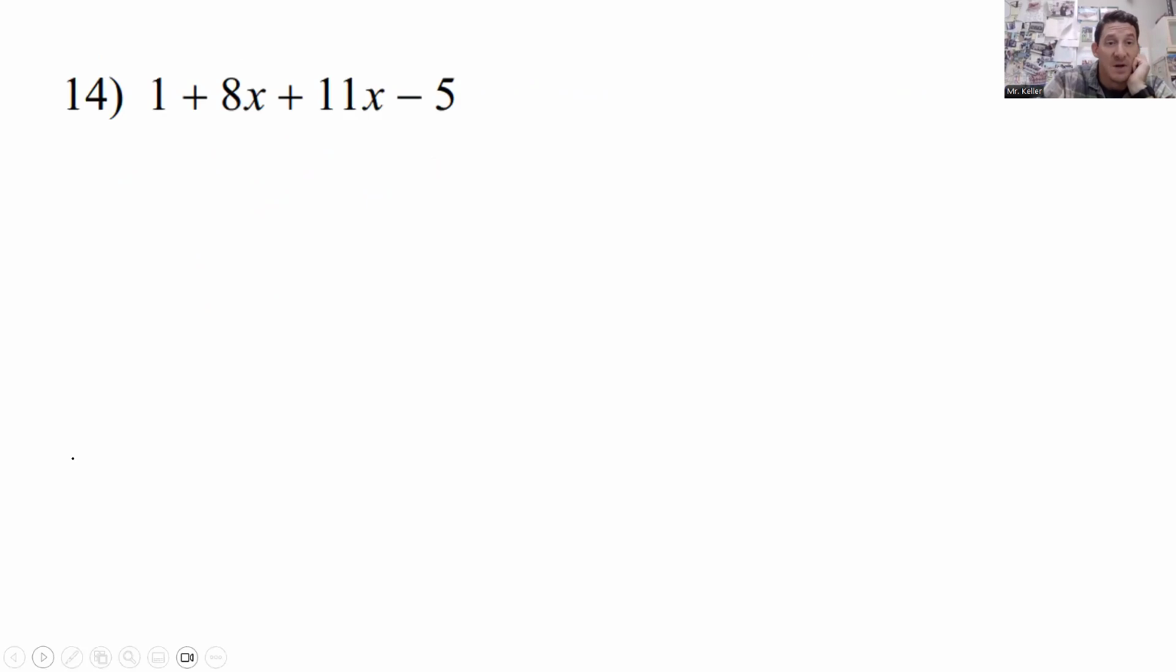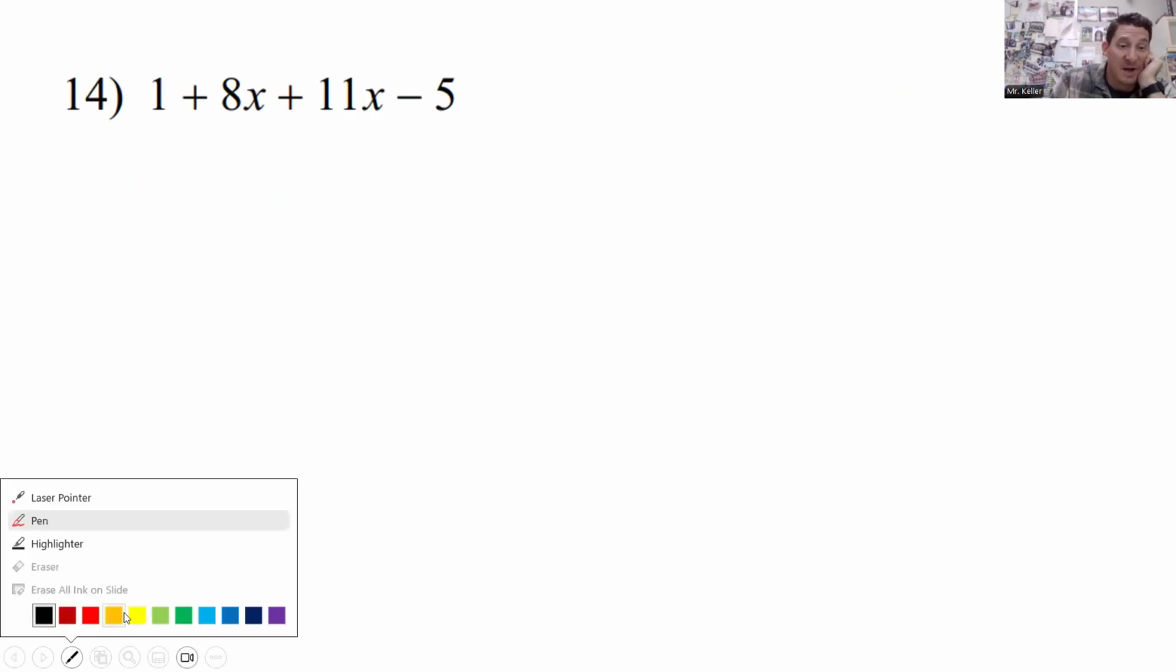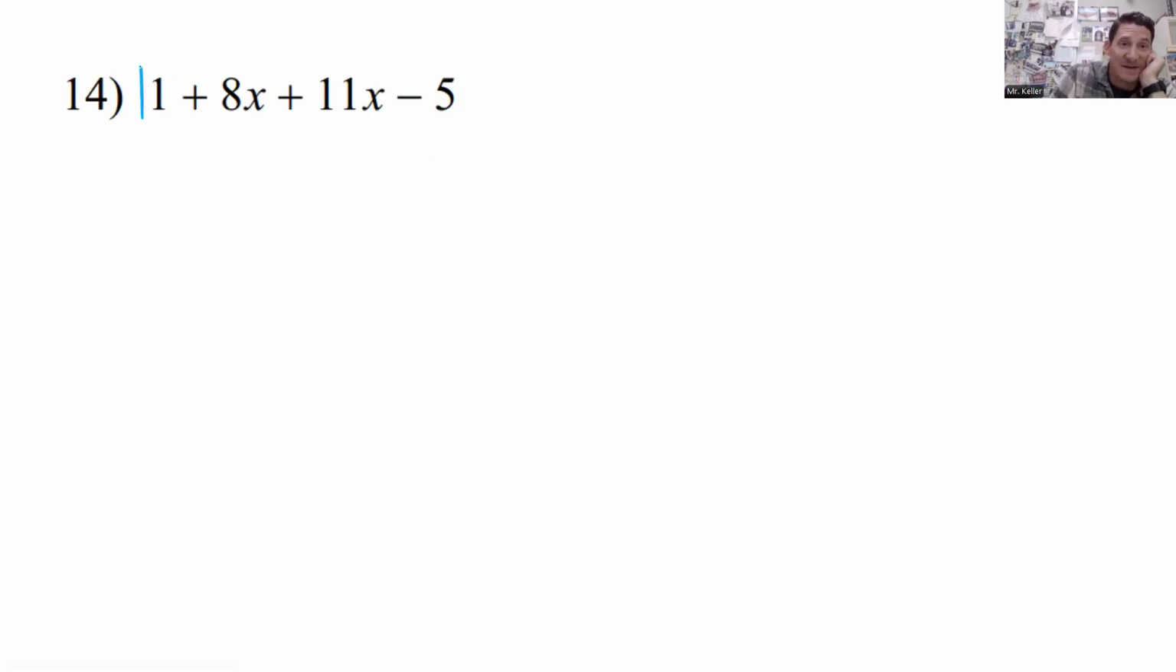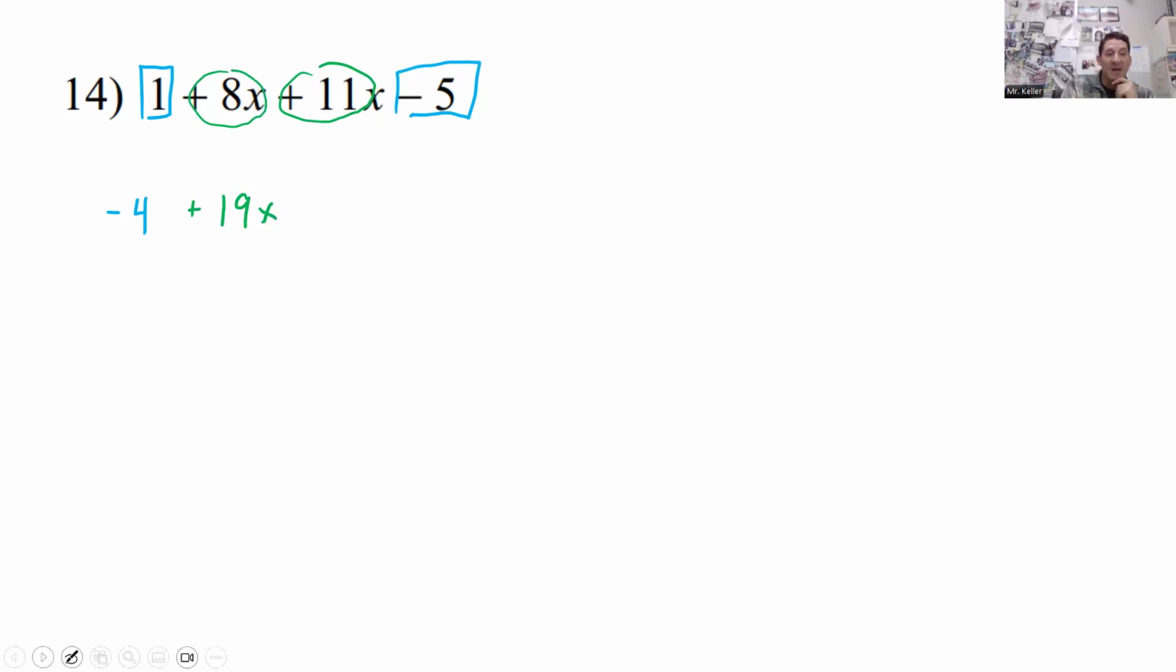All right. So here, this one, again, be careful. The 1 is positive. It's the 5 that is negative. So 1 minus 5 is negative 4. And then these other ones, positive 8x plus negative 8, 11x, that is a positive 19x. So just pay attention to where the negative is.